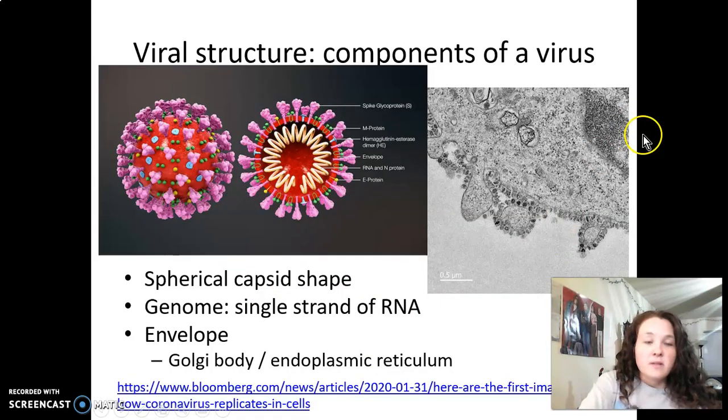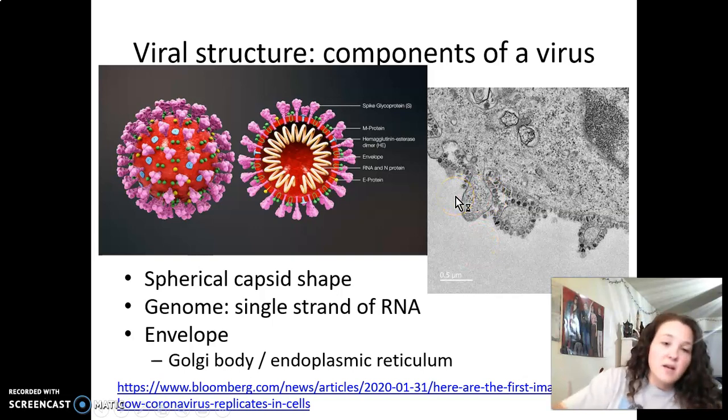All right, let's talk about the coronavirus specifically. This is a picture of the actual coronaviruses infecting a cell. These dark little dots are the viruses. So what they did was scientists took some cells and they put them in a petri dish and they put some virus on it. They inoculated it with the virus.